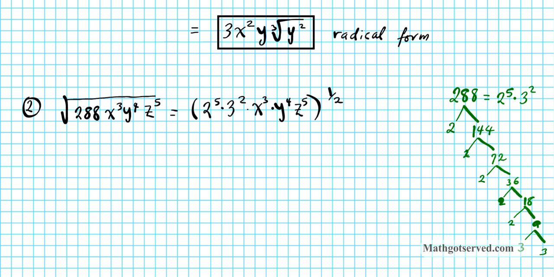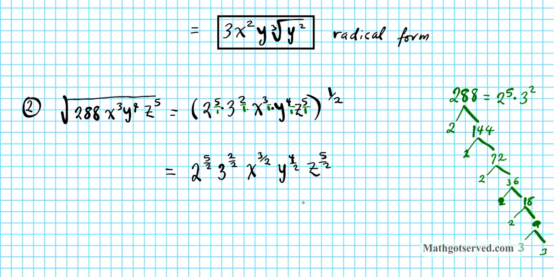All right, now I'm going to distribute this 1/2 to all the powers. I can express them as fractions, reduce where I can, and that will tell me the result in rational exponent form. So this becomes 2 to the 5/2 times 3 to the 2/2 times x to the 3/2 times y to the 4/2 times z to the 5/2.